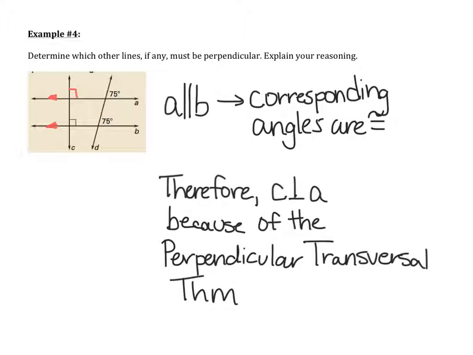I stated that therefore C is perpendicular to A because of the perpendicular transversal theorem, which again was the name of the theorem that stated if I have a transversal that is perpendicular to one of two parallel lines, then it is also perpendicular to the other parallel line.